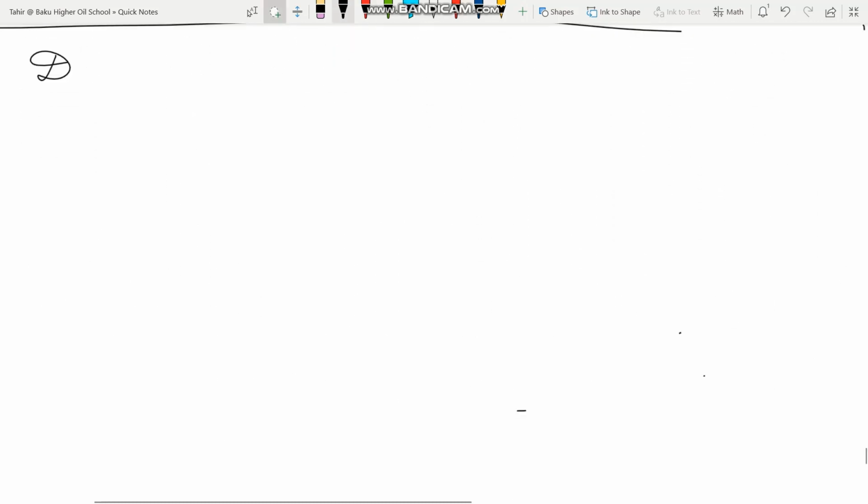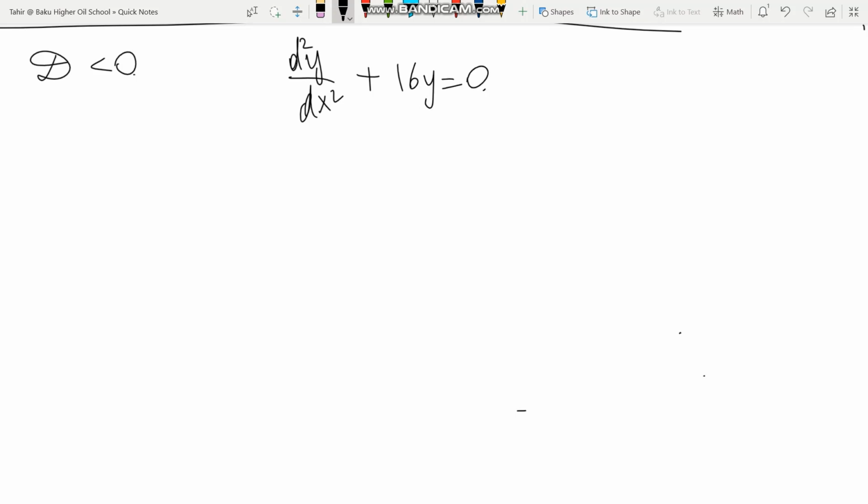Now let's consider the case when our discriminant is less than 0. Almost the same procedures will be followed here in the second part of the video as in the first part. Let's write a sample and see what's going to happen. For example, d squared y divided by dx squared plus 16y is equal to 0. And let's put y equal to e to the power kx.